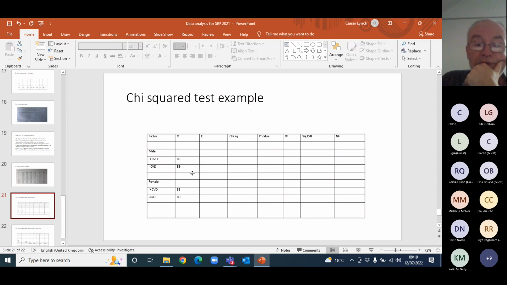Now, an example. Males, so we're using gender here. Now, at this point, I must remind you as well, if we look at some of the factors, chi-squared is a discontinuous variation example. So you're looking at, for example, gender, male, female. Smoking, smokers, non-smokers. You can do chi-squared. Alcohol, drinkers, non-drinkers.